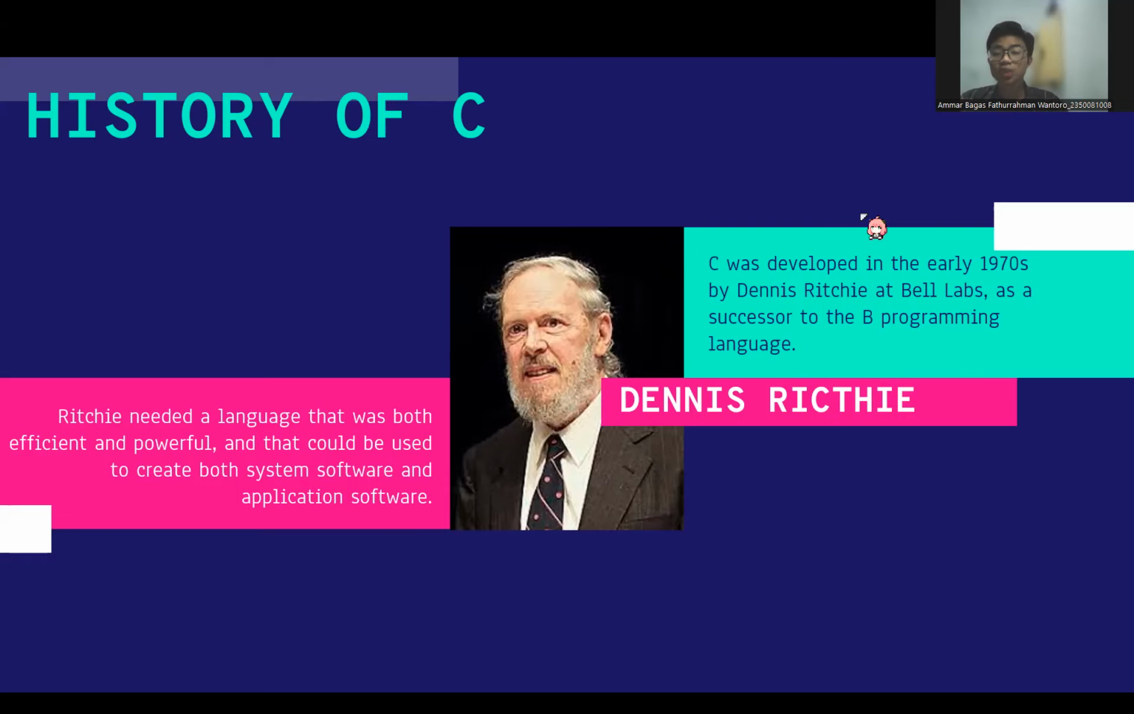Ritchie was inspired by the programming language B, which was developed by Kenneth Thompson. B was a simple language, but it was not efficient enough for some of the tasks that Ritchie needed to perform. Ritchie added a number of features to B to make it more efficient and powerful. He also added support for structured programming, which made C code easier to read and maintain.